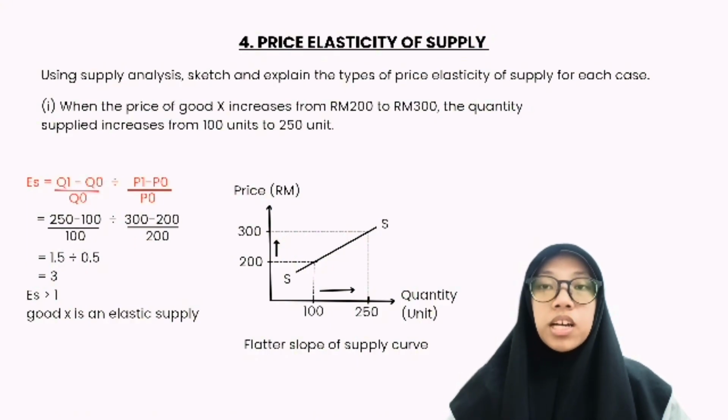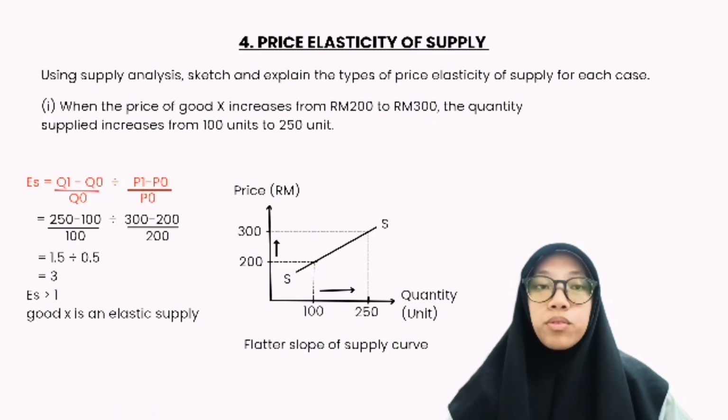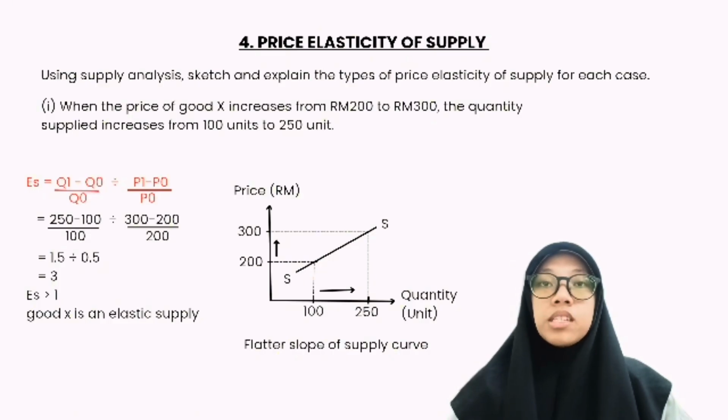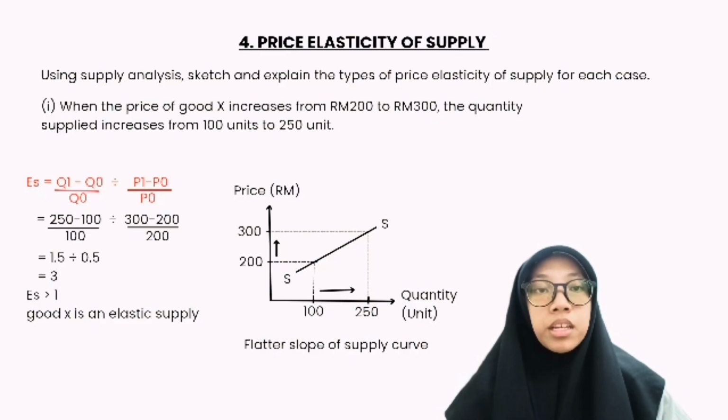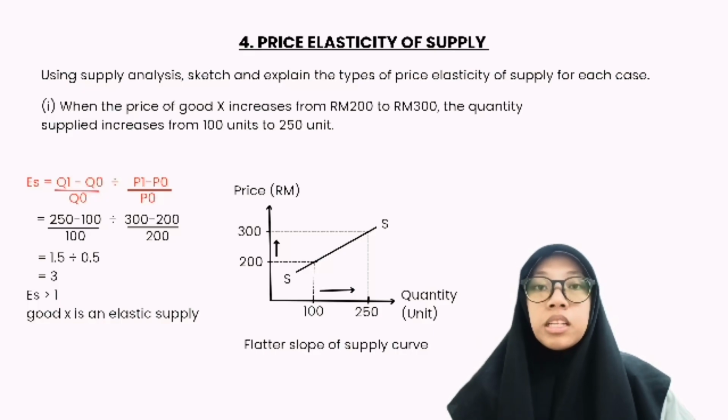For price, 300 minus 200 divided by 200 equals 0.5. 1.5 divided by 0.5 equals 3. Price elasticity of supply is more than 1. Therefore, good X has an elastic supply. If we look at the graph, the increase of price will increase the quantity a lot. Therefore, we get a flatter slope of the supply curve.